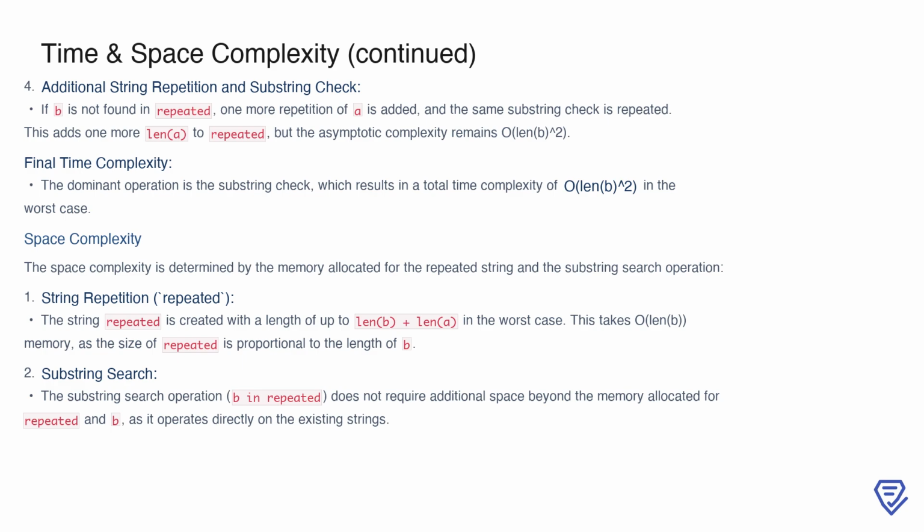Shifting to the space complexity, the main contributor is the memory used to store the repeated string, which grows to a maximum length of len b plus len a. This means the space complexity is proportional to len b, given that the size of repeated is primarily determined by the length of B. The substring search itself does not require additional memory beyond the space already allocated for repeated, so it does not impact the space complexity beyond this.